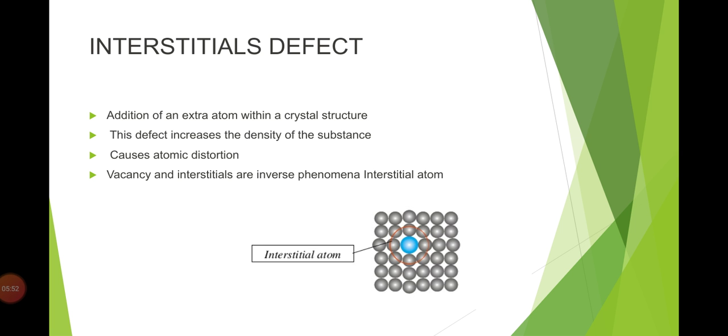And here it causes atomic distortion. We can see the interstitial form. If you see the figure here, the blue circle is actually added into the crystal. It will not be one atom, it may be a trillion atoms, so its size will be increased.